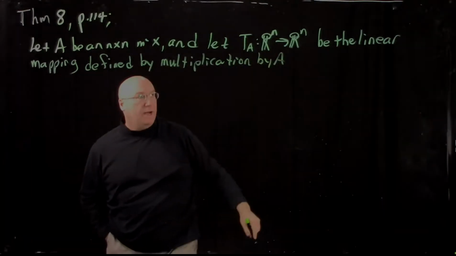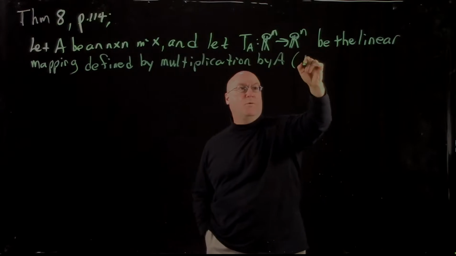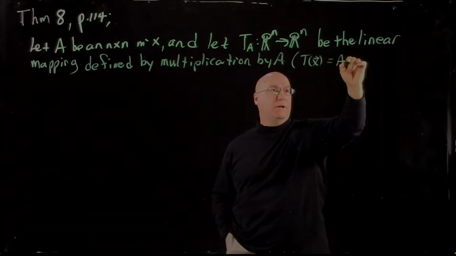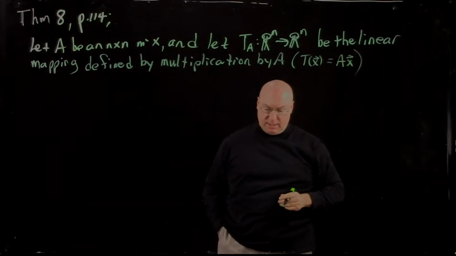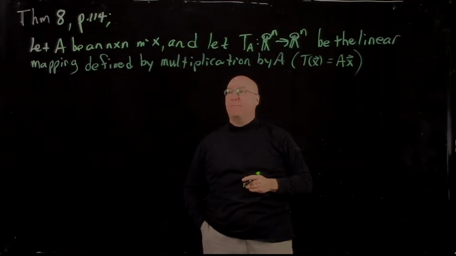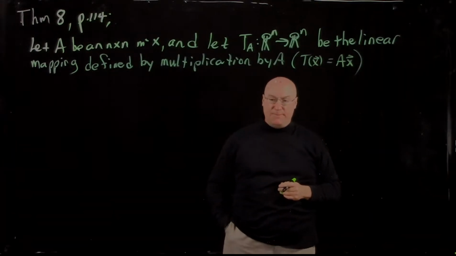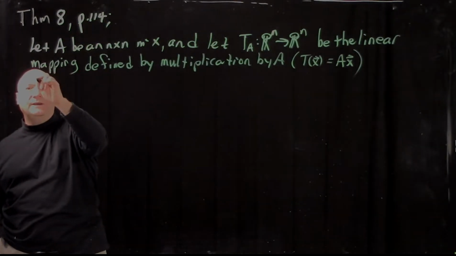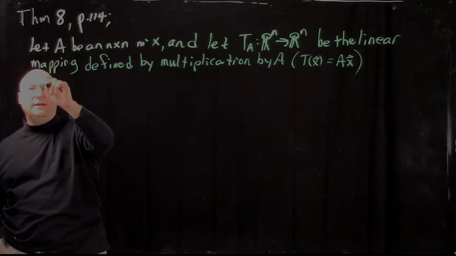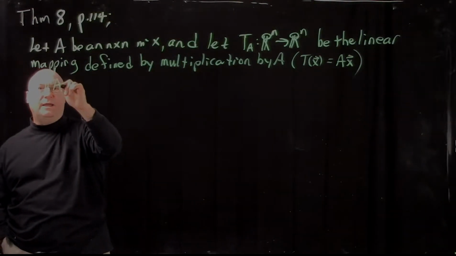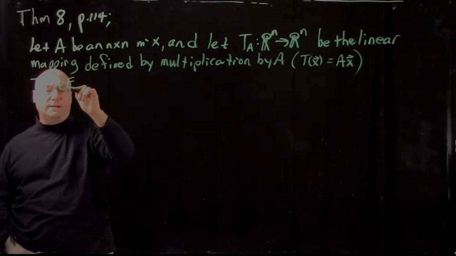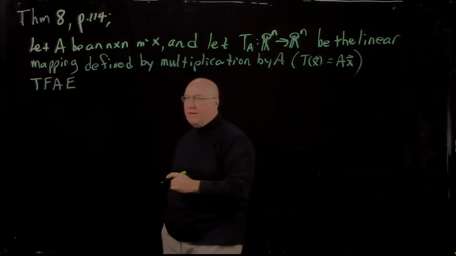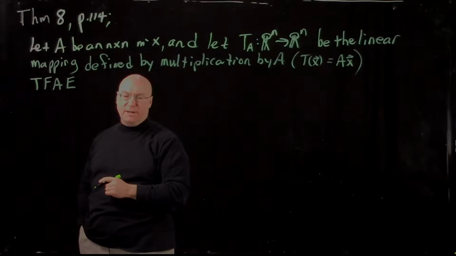So in other words, I just mean, what does T do to a vector? How does it transform a vector x? You take A times x, all right? That's our setting. The theorem is TFAE, which is something you should get familiar with if you study mathematics.